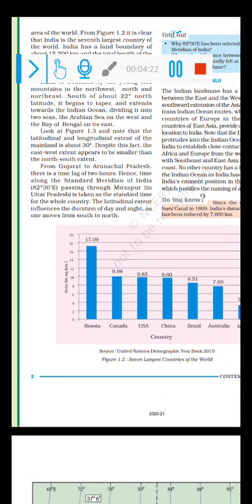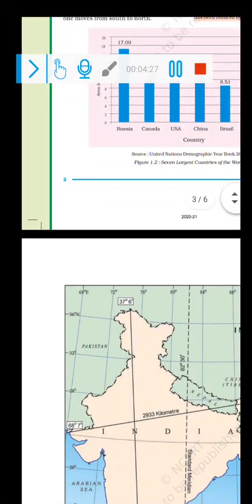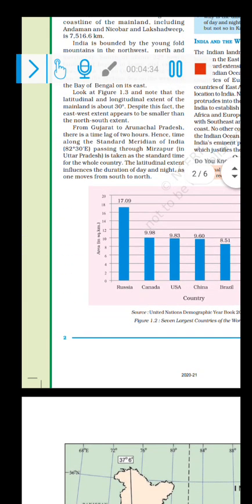So if you consider each and every longitude as a standard meridian, then we have to change our timing in the watch, and we have to increase the timing. Okay, so if you travel from Gujarat to Arunachal Pradesh, you have to continuously change your time on the watch. So to avoid this kind of confusion, what has been done is that we have considered one longitude as the standard meridian of India, and this longitude is 82.5 degrees east, which passes through Mirzapur in Uttar Pradesh.